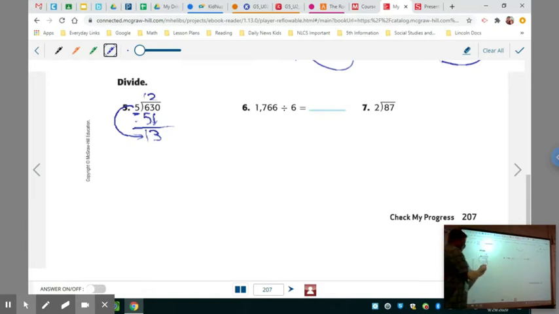Which is, now what? Which is, now what? So 5 goes into 30 how many times? And then 6 times 5 is? There you go. Your answer is 126.